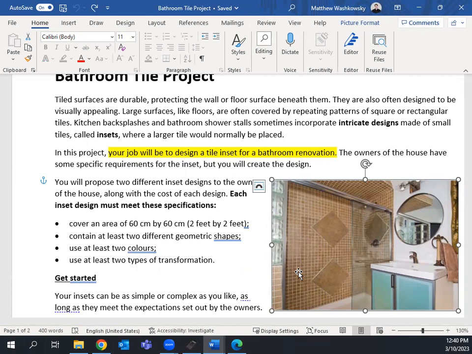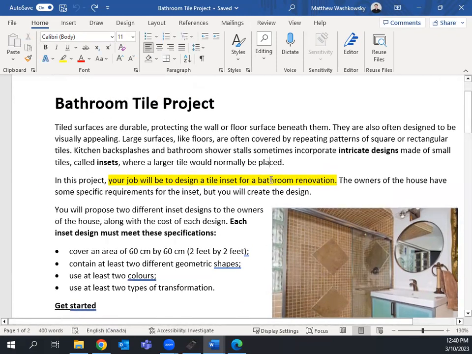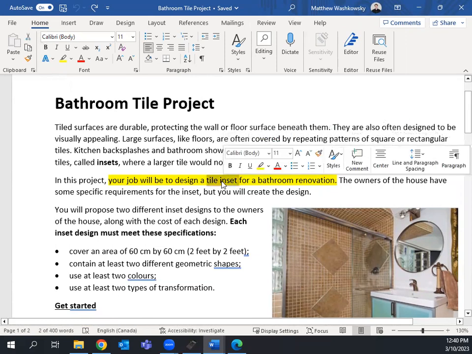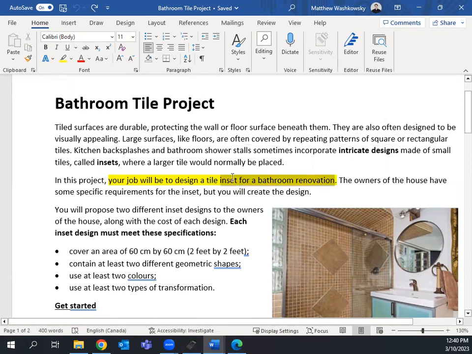Okay, so everyone has one of these here. What you're ultimately going to be doing is a tile insert for a bathroom renovation.